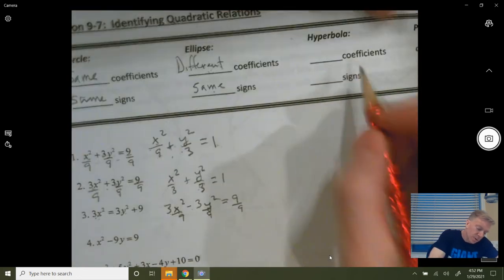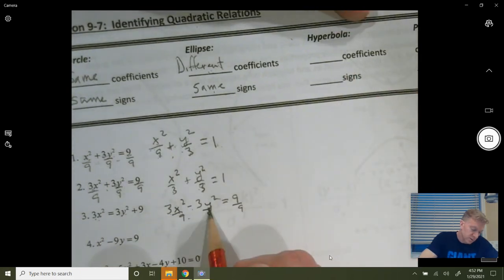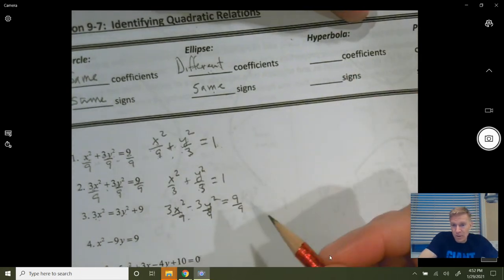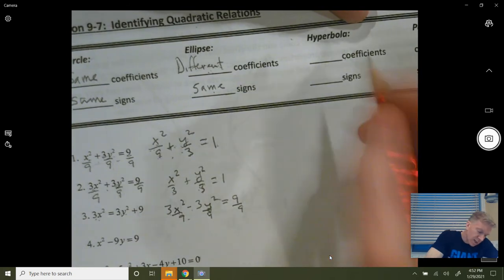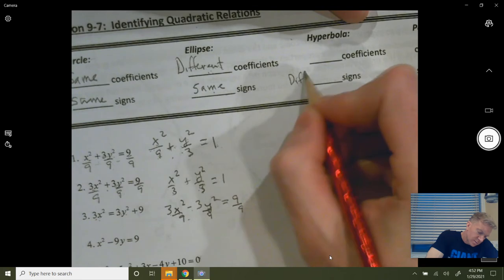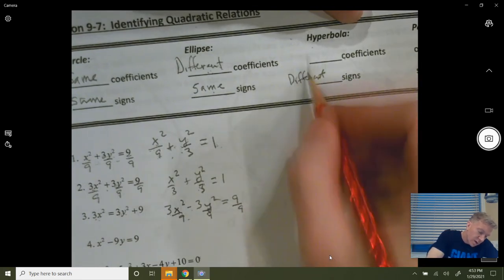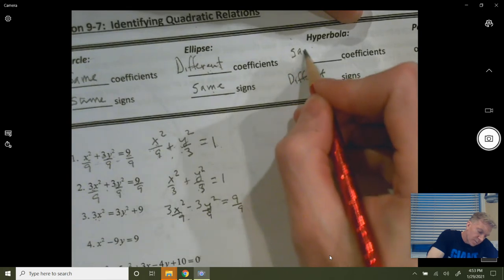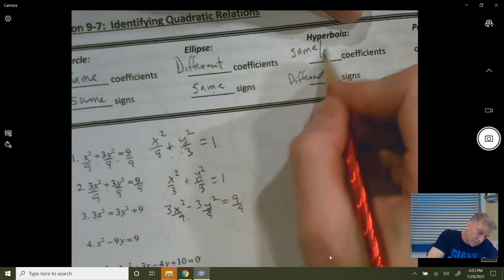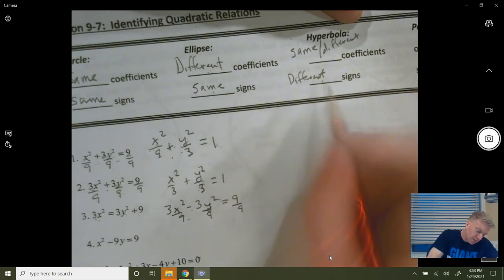So for the hyperbola, you could have the same coefficients, but you could have different coefficients. I suppose they're always going to be different if one's positive and one's negative. But for a hyperbola, you have different signs. The coefficients themselves might be same or different, as long as they have different signs.